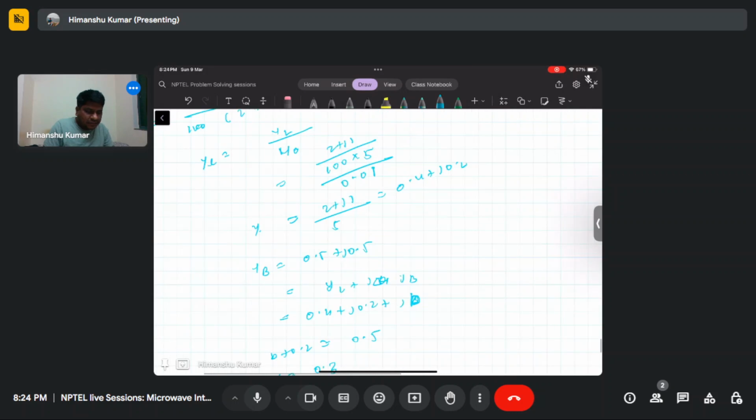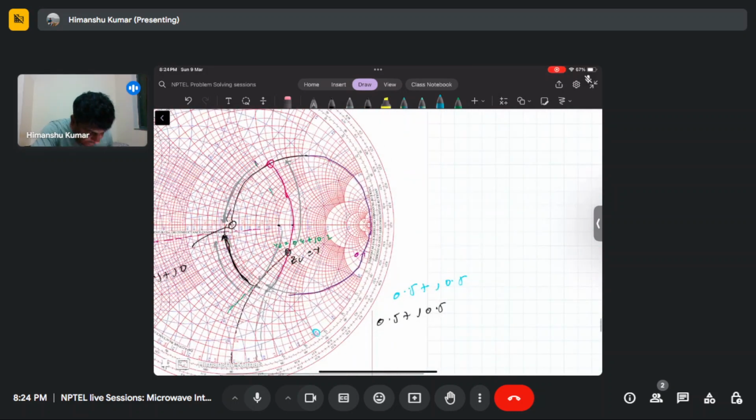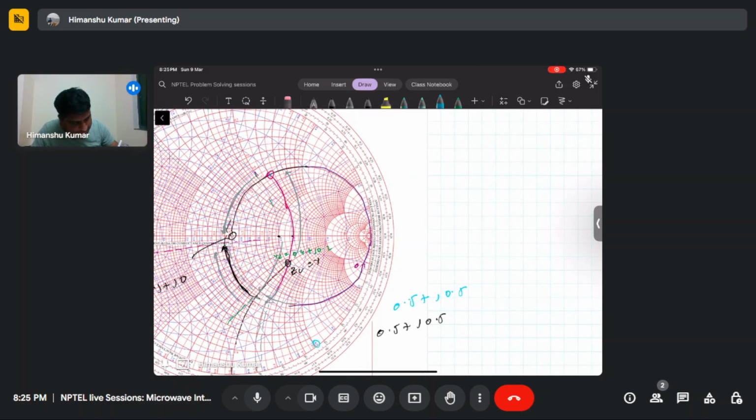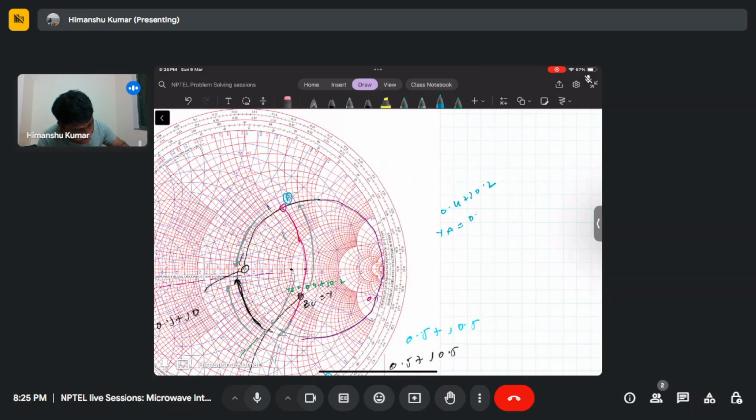Also, you can design the other path. If you move, you can go to the other path. Let's say YL is 0.4 plus j times 0.2. Now let's say this is point A. So what is YA? This is 0.4, and this above side is minus. So this equals 0.4 minus j times 0.5, which will correspond to around Z naught minus j times 0.5.